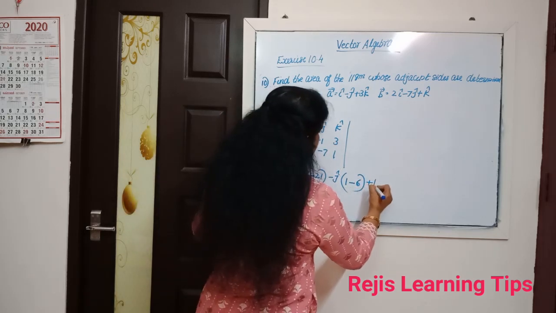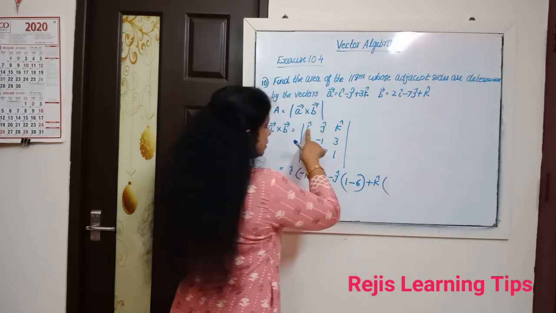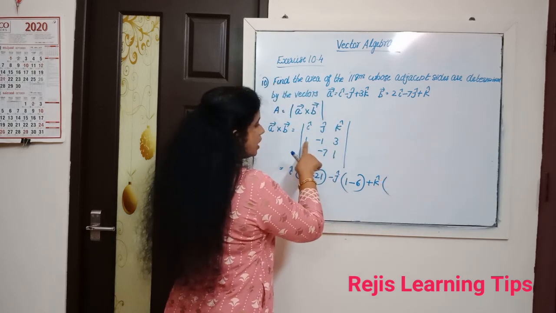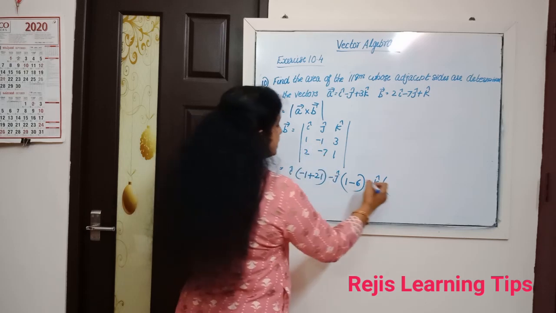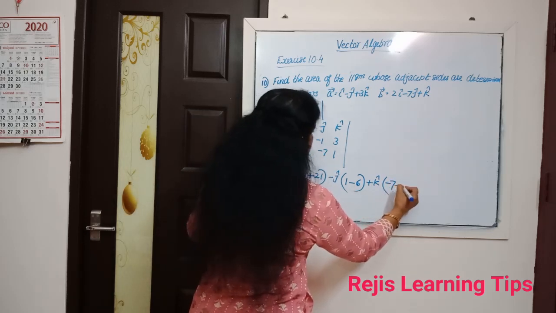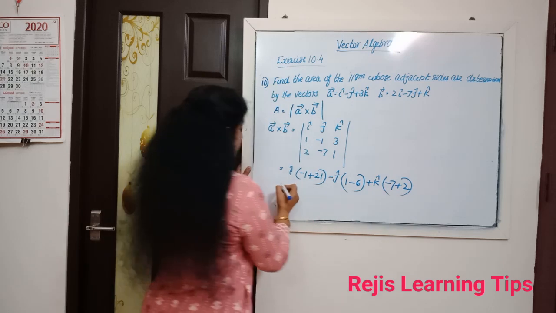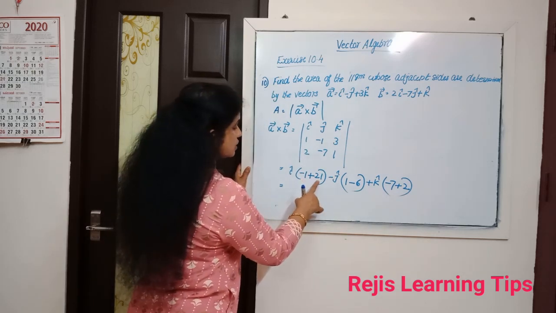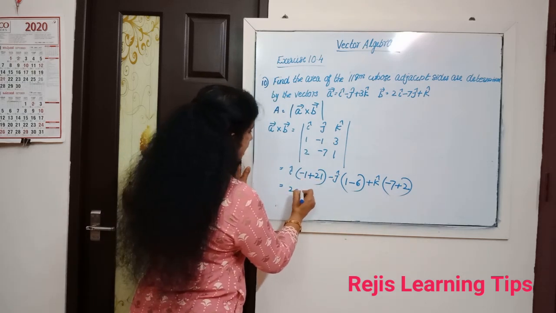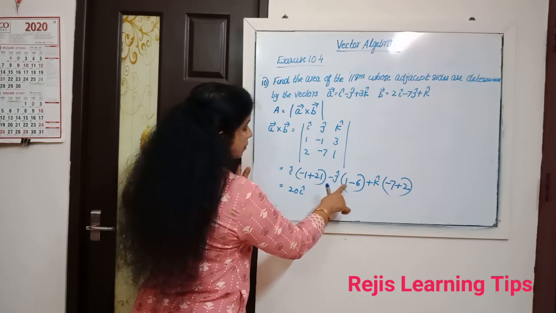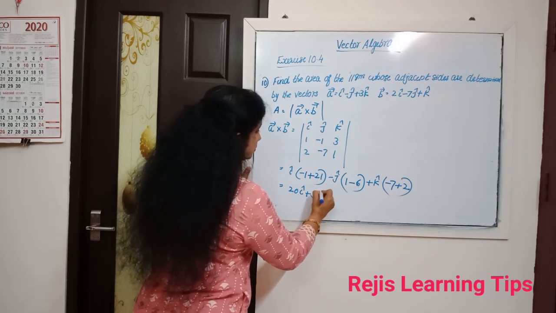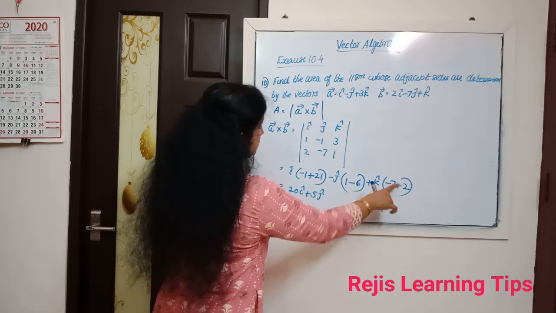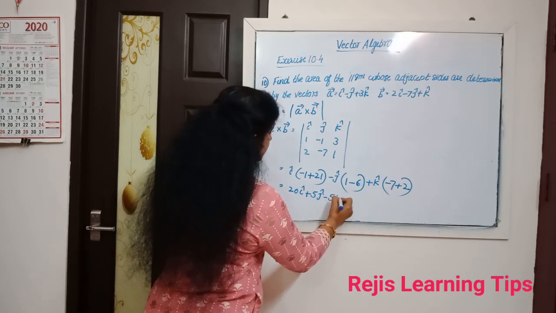Then plus k into, remove this row and column, 1 minus 1, 2 minus 7. 1 into minus 7 means minus 7 plus 2. That is equal to minus 1 plus 21 means 20 i cap. 1 minus 6 means minus 5, then plus 5 j cap. Then here minus 7 plus 2 means minus 5 k cap.